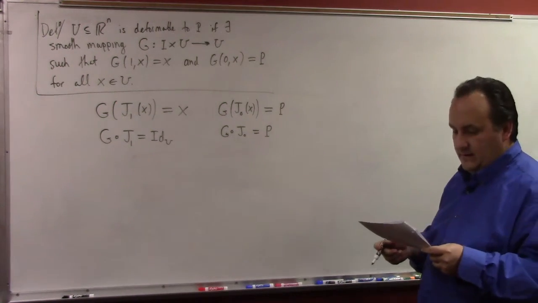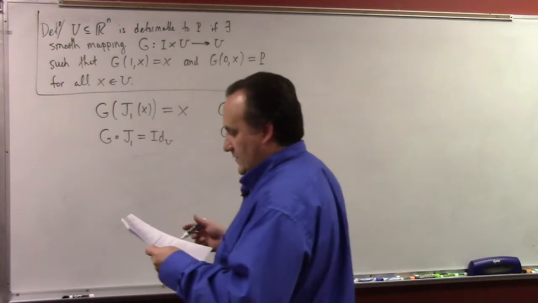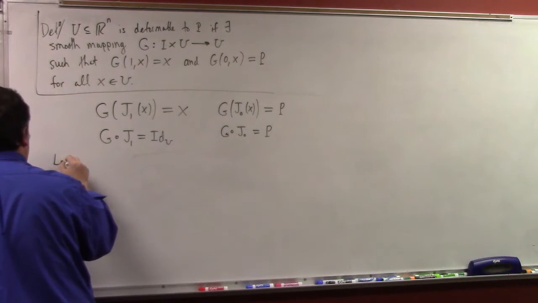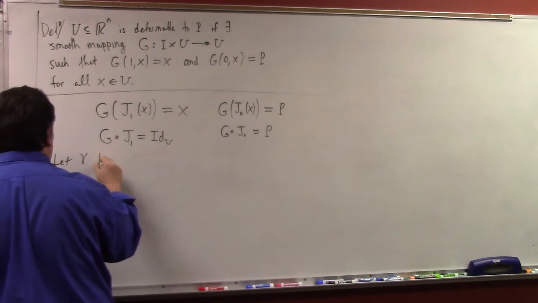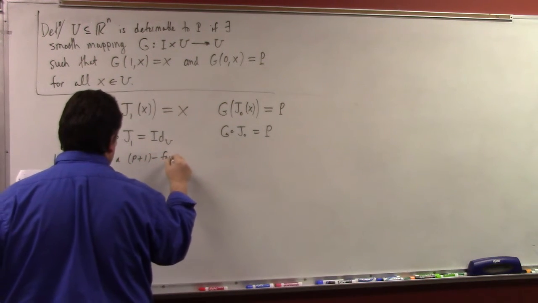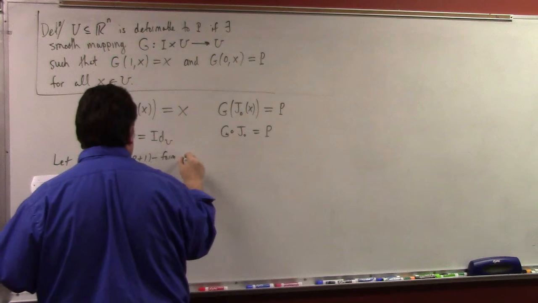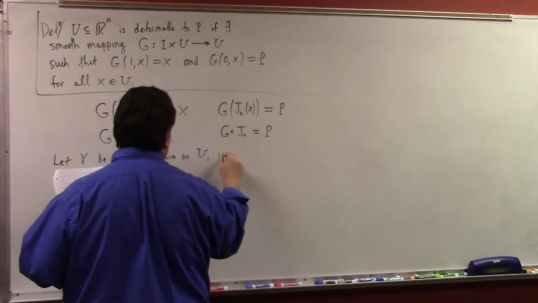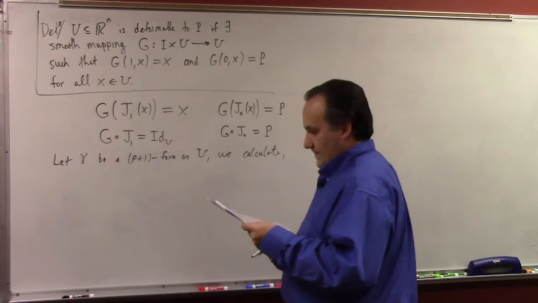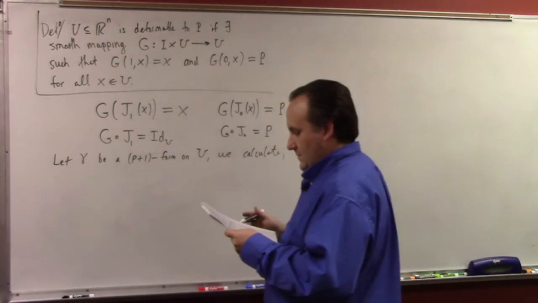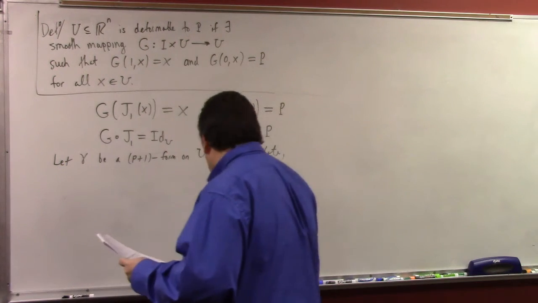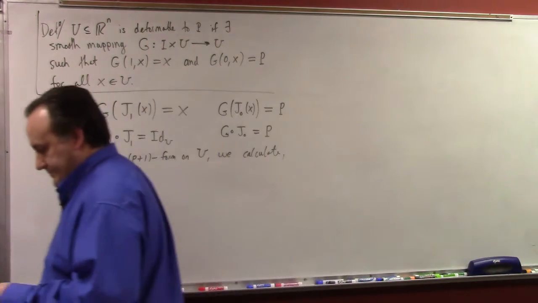So then we can pull back. Let gamma be a p+1 form on U. We calculate, right? What can we calculate? Many things.